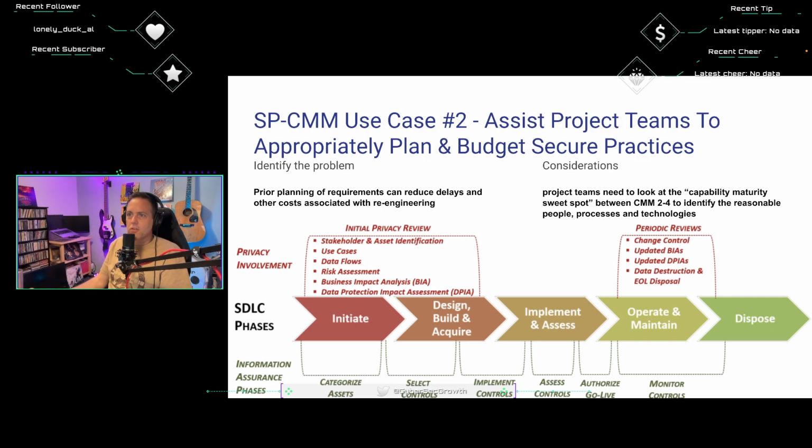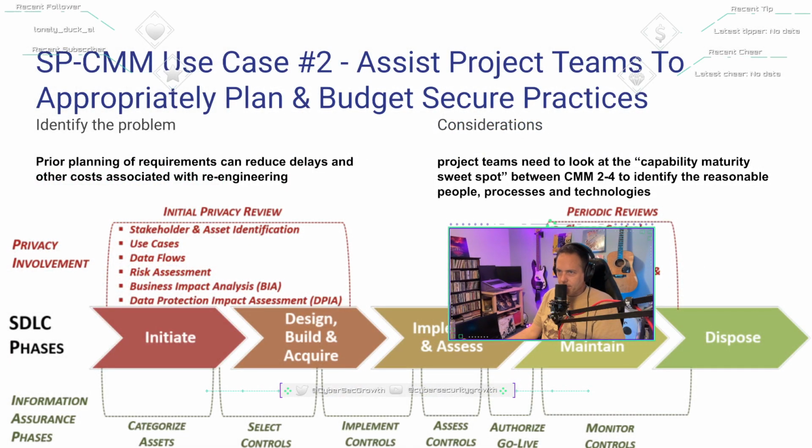So, similar to the other use case, let's identify the problem and let's talk about some considerations. So first, identifying the problem. In planning a project or initiative, it's important to establish what looks right from security and privacy controls that must be implemented to address all compliance needs. This includes internal requirements as well as external requirements from applicable laws, regulations, and contracts. Prior planning of requirements can reduce delays and other costs associated with re-engineering.